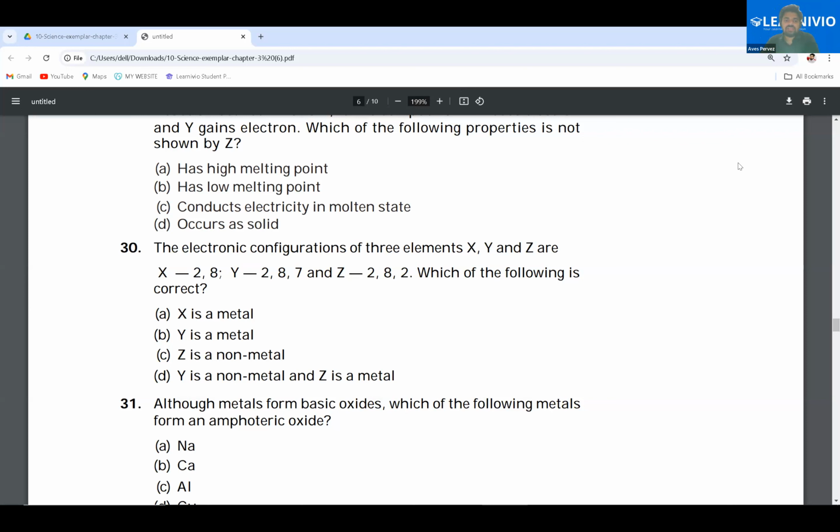Why? Because in option C, Z is taken as a non-metal. Z is a metal because it has two electrons, and Y is a non-metal because it has seven electrons. So note it fast.